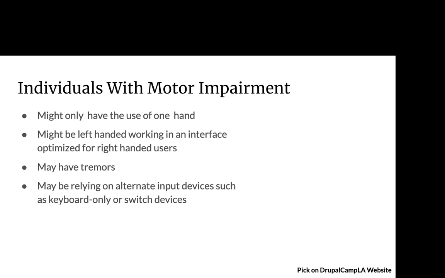But we are going to talk a bit about individuals with motor impairment. They might only have use of one hand. They might have tremors. If you've ever known someone who's on chemotherapy, it's very normal for people on chemotherapy to have pretty significant tremors, which can make it very hard for them to touch something or to use a mouse. And they might also be relying on any number of alternate input devices. There are some pretty significant variations in input devices that exist out there, and keyboard only is a very common one. They might be using devices called switch devices.